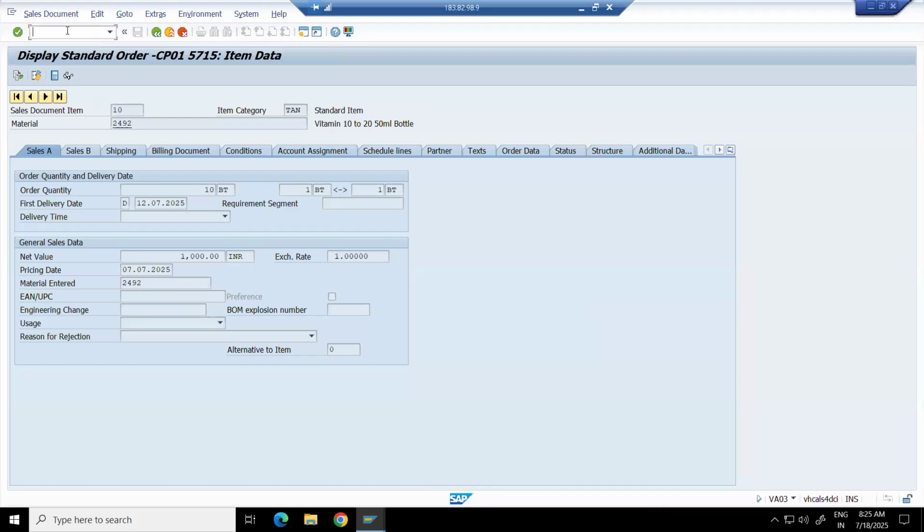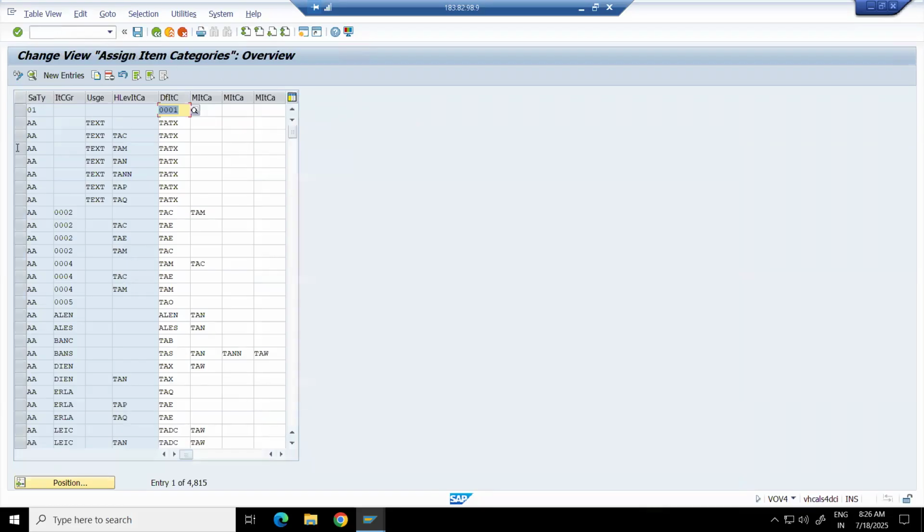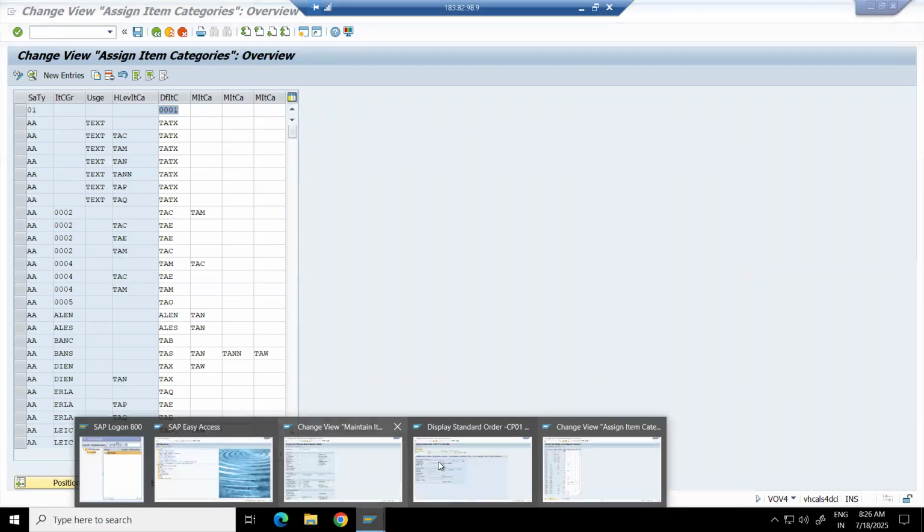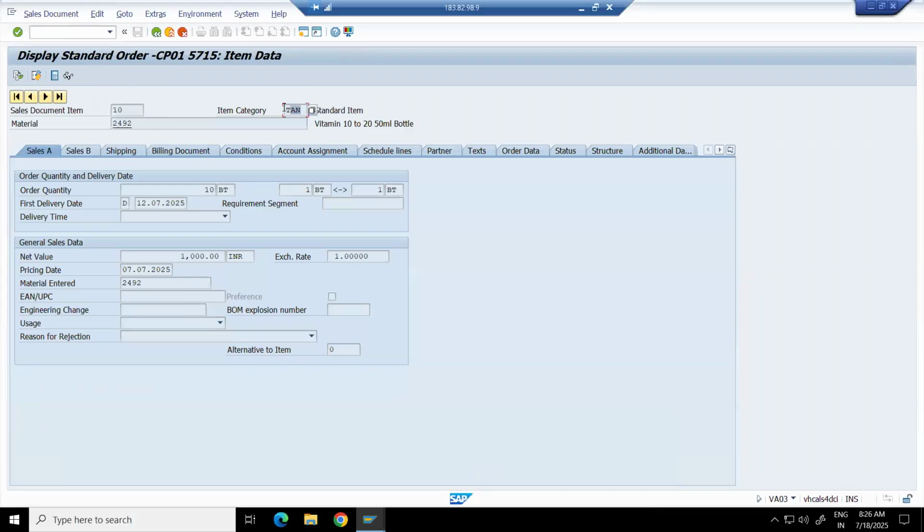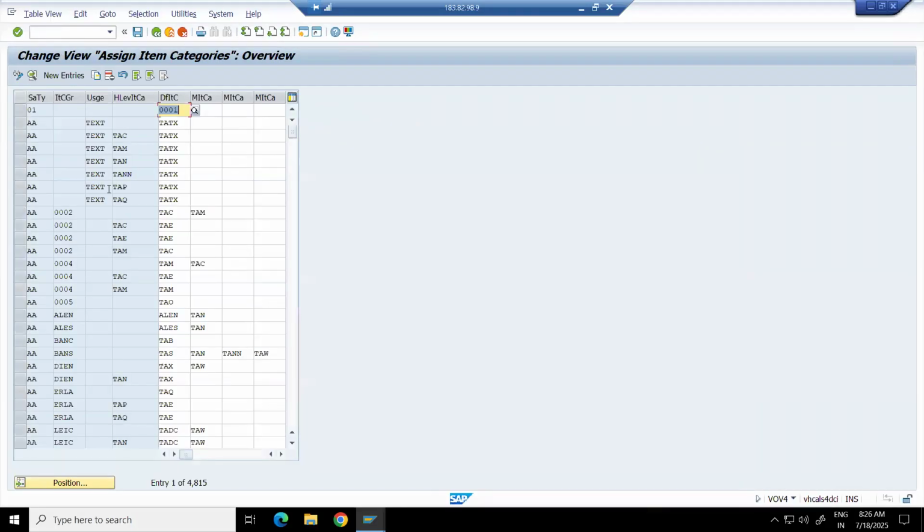So there is a T code. What is the T code, Rajesh, to determine item category? VOV7, Suman. VOV4. Okay, VOV4. So this is the T code which helps to determine item category in the sales document. Determining item category means determining this TAN in the sales order. There are four parameters. With these four types of combination, we can determine the default item category in the sales document.